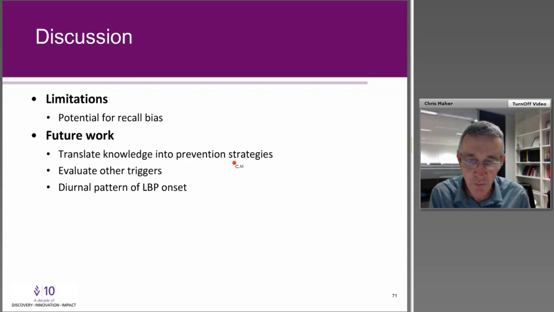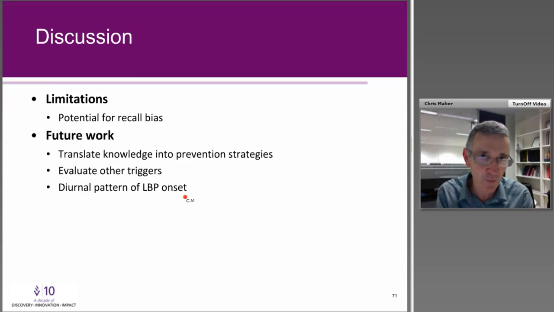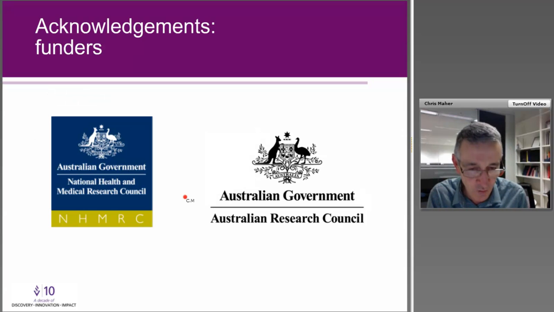So what we would like to do in the future, we'd like to move on from this and translate this information into prevention strategies. We'd also like to look at other triggers, and I'm quite interested in trying to track down what's behind that diurnal pattern of low back pain onset. Why are you more likely to get back pain in the mornings than you are at noon and in the afternoon?